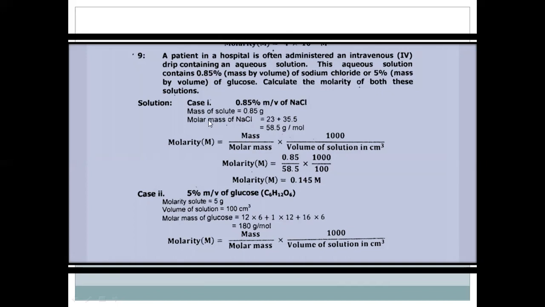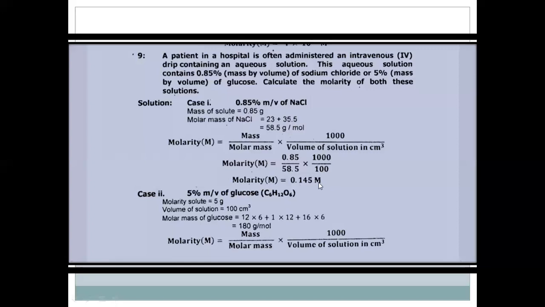First, in case 1, we find it for sodium chloride, and in case 2, for glucose. For sodium chloride, the mass of solute, as I told you, 0.85% means 0.85 grams, and volume is understood to be 100 centimeter cube. We need the molar mass: 23 for sodium and 35.5 for chlorine, adding up to 58.5 grams per mole. Putting it into the formula, the molarity is 0.145 molar.